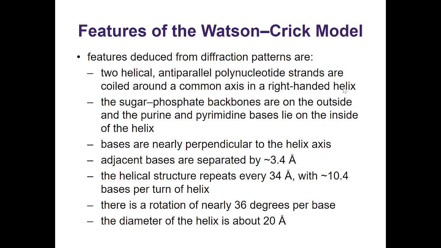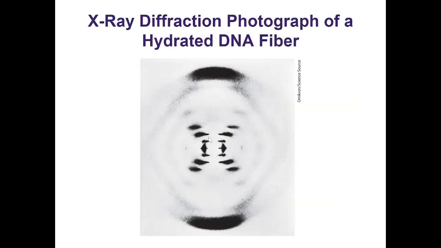So the features that were deduced from that diffraction patterning are two helical anti-parallel polynucleotide strands coiled around a common axis in a right-handed helix. The sugar phosphate backbones are on the outside, and the purine and pyrimidine bases lie on the inside of the helix. The bases are going to be nearly perpendicular to the helical axis, i.e., the bases are lining up here and twisting around in the middle. Okay?